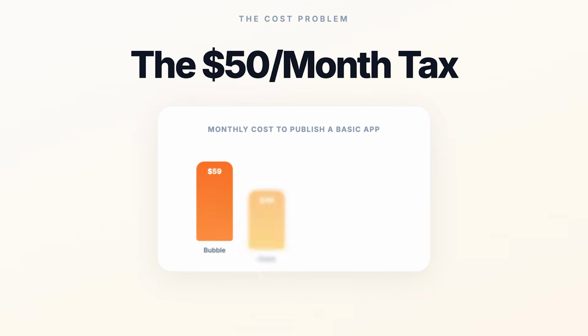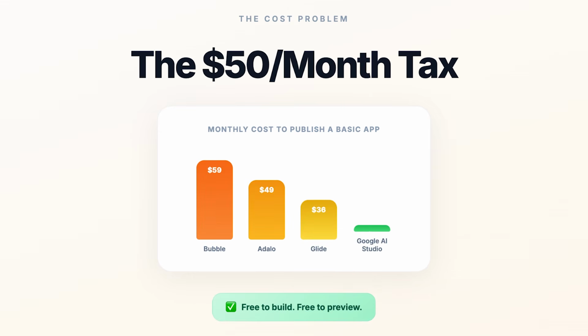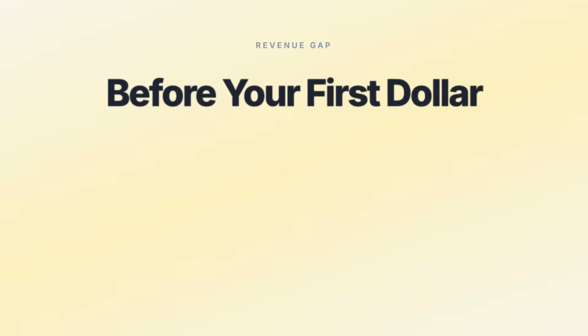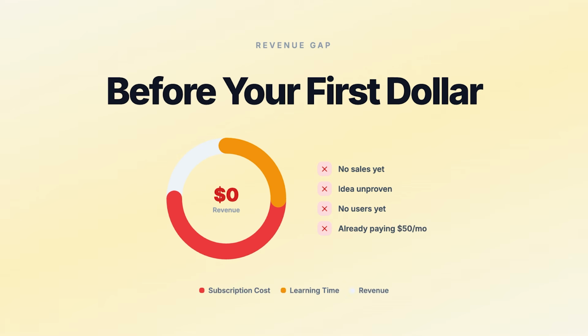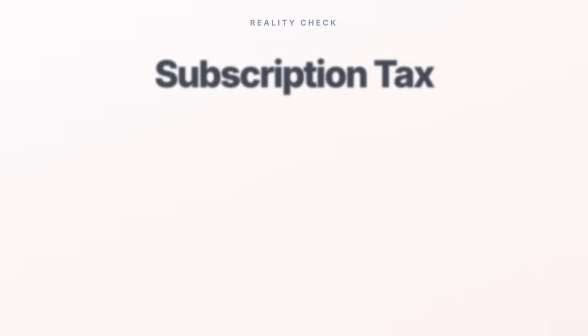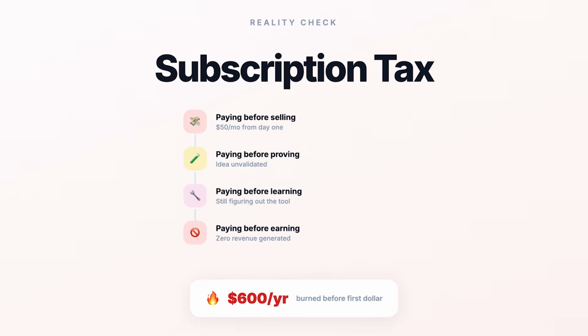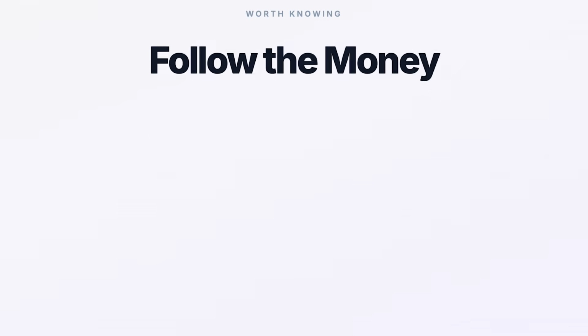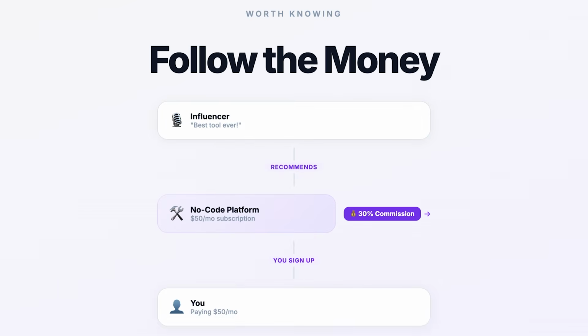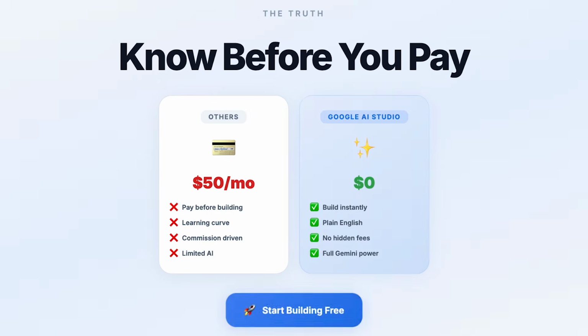Most no-code app platforms charge you $50 a month just to publish something basic. That's before you've sold it to anyone, before you've proven the idea works, before you've made your first dollar. You're paying the subscription tax on a tool you're still figuring out how to use. And it's funny, the tools that get recommended the hardest in this space always seem to have the biggest commissions attached to them. Just something worth knowing before you hand over your card.